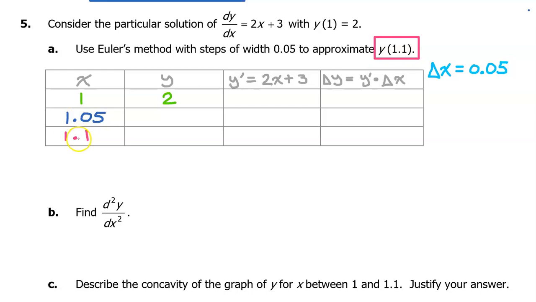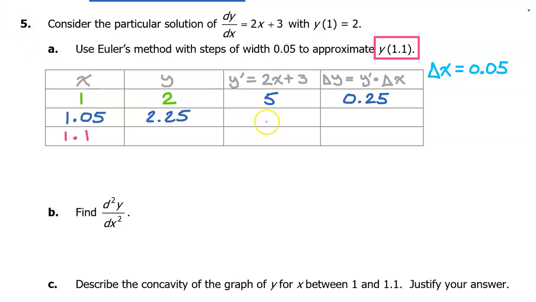We can find each x value by adding delta x to the previous x value until we get to the target x value of 1.1. Y prime equals 2x plus 3. In the first row, x is 1, so that's 2 times 1 plus 3, which is 5. Next, we find delta y by multiplying y prime times delta x. So that's 5 times 0.05. That is 0.25. This is the change in y, so we can find the next y value by adding delta y to the previous y value. 2 plus 0.25 is 2.25.